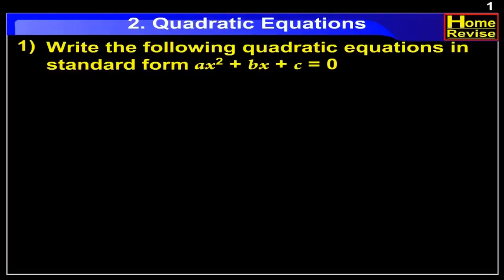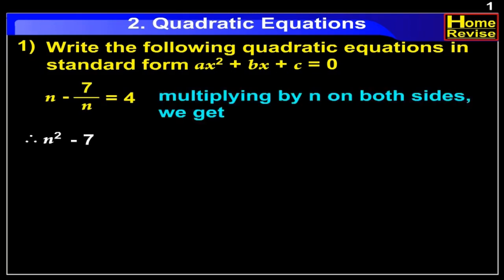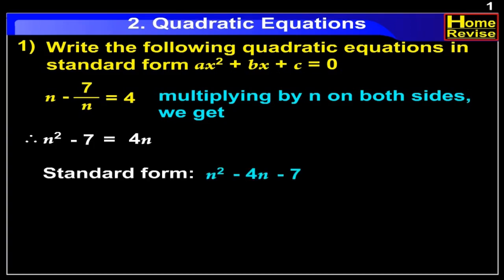Write the following quadratic equations in a standard form. ax² + bx + c = 0. n minus 7 upon n is equal to 4. Therefore, n² minus 7 is equal to 4n. The standard form is n² minus 4n minus 7 is equal to 0.